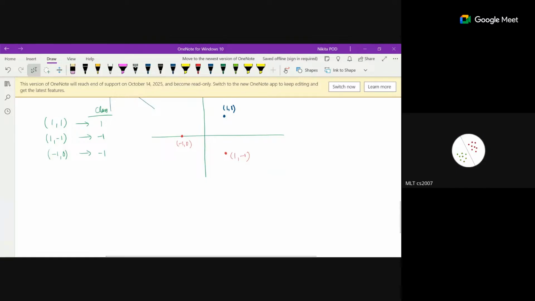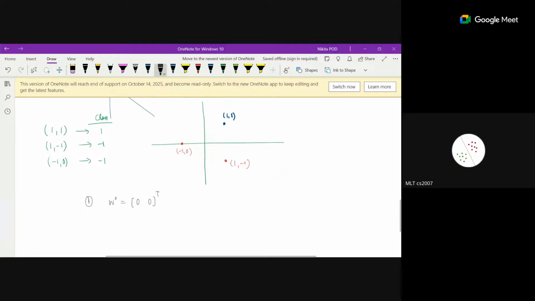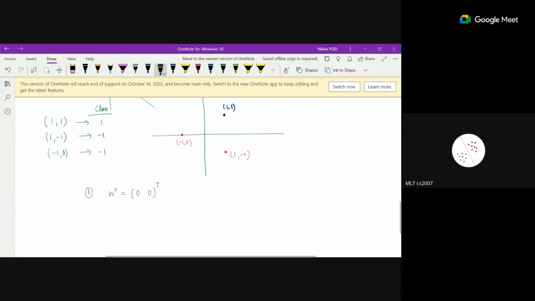Okay, so let's start. The very first thing, what will we do? My W now is (0, 0). So now we will check. The first one will not change, but the second two will.